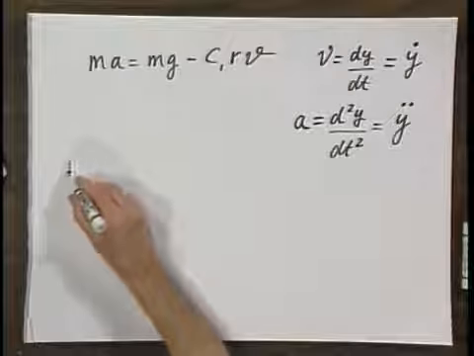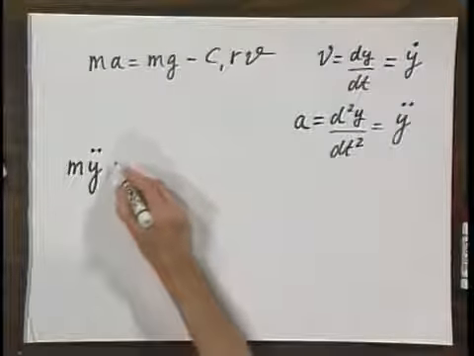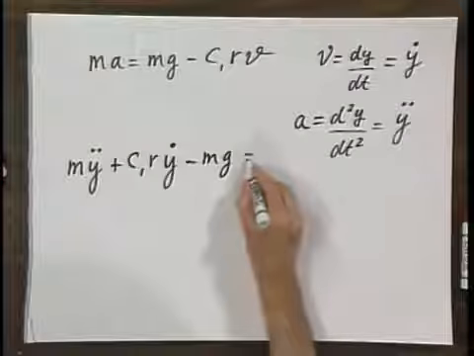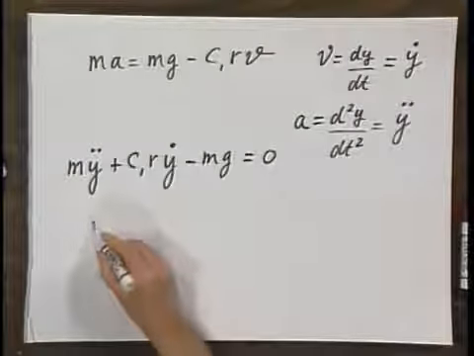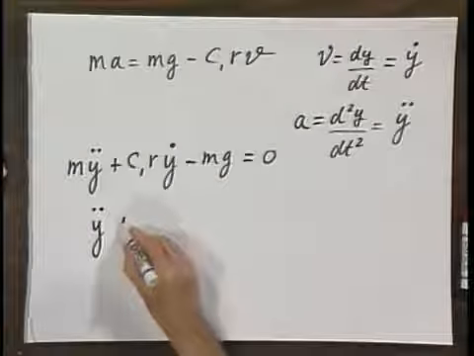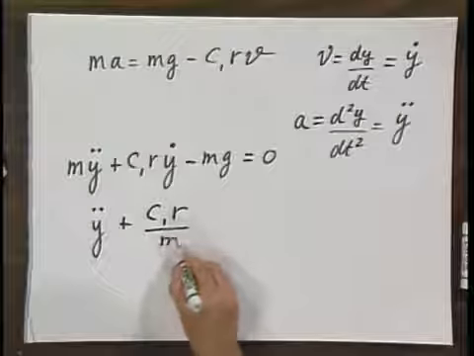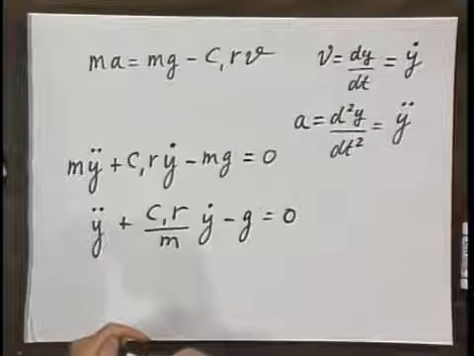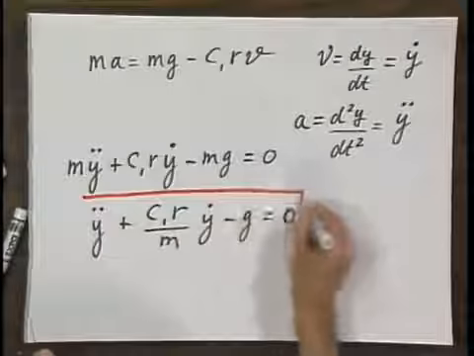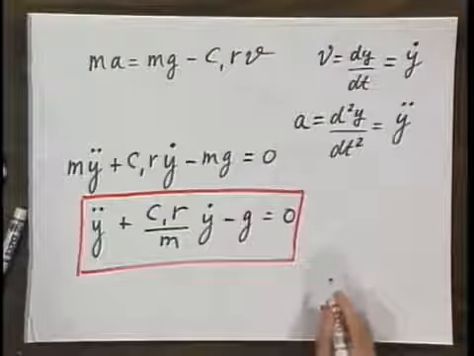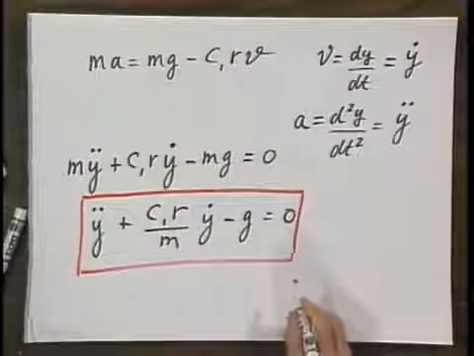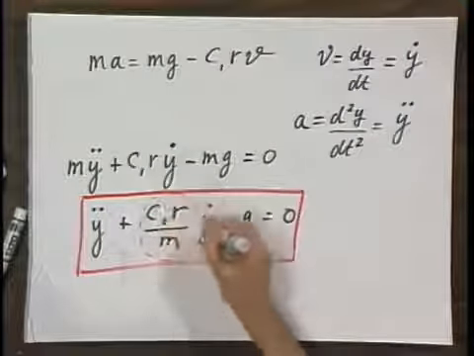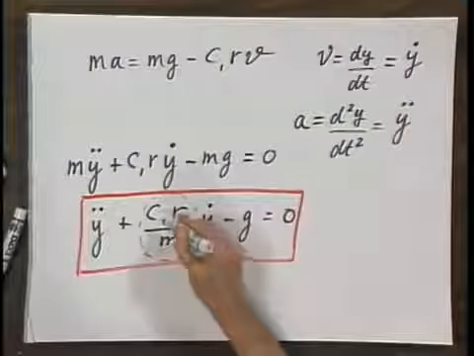So my equation then becomes m y double dot plus c1r y dot minus mg equals 0. And I can divide by m, and then I get a differential equation, y double dot plus c1r divided by m times y dot minus g equals 0. This is a differential equation which holds the secret to how the velocity changes with time. For a given object with a given radius and a given mass, this is a constant. And if this is air at 1 atmosphere, we know the value for c1.